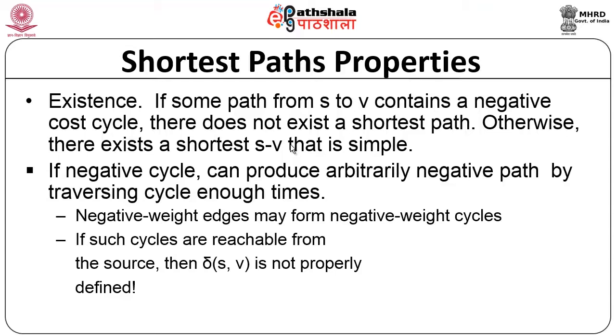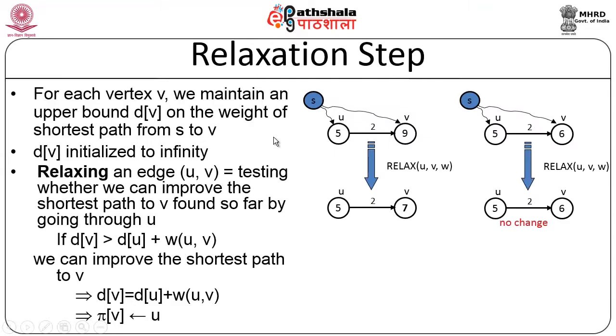So, negative weight edges may form negative weight cycles. If such cycles are reachable from the source, then the minimum cost between S and V is not properly defined, because you will be going round and round, you do not know when the path ends.